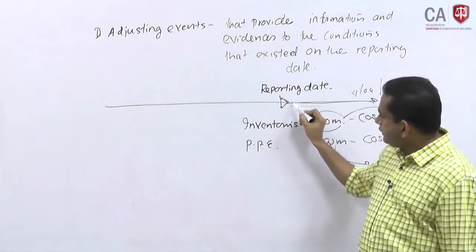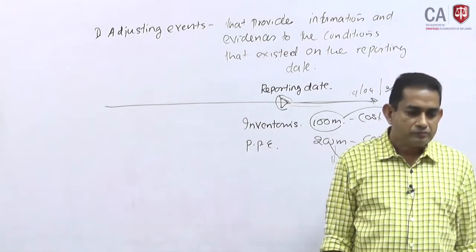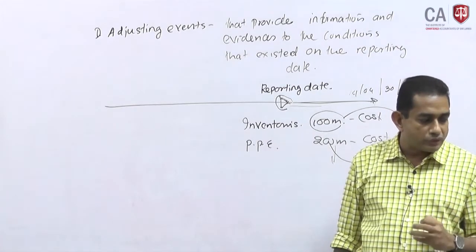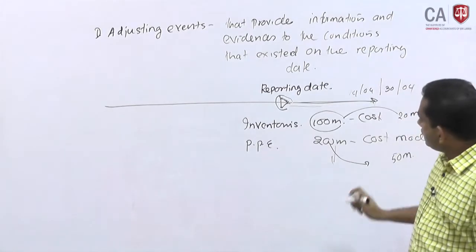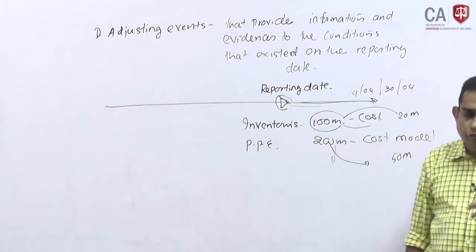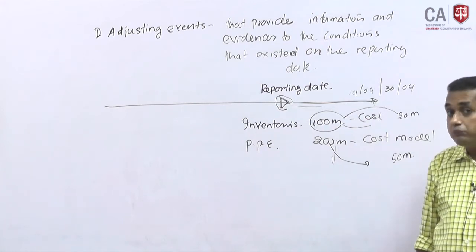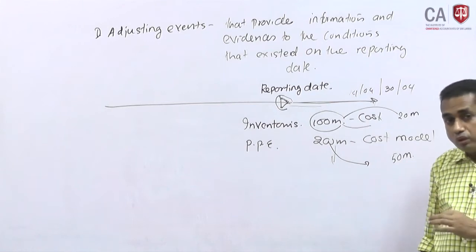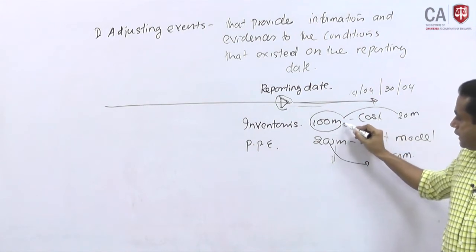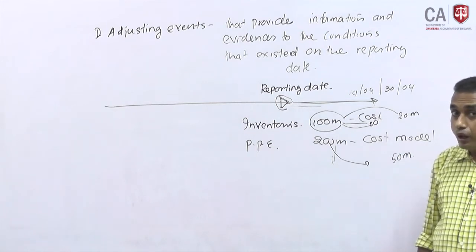So, there is a condition existing on the reporting date for inventories. What is the condition? Inventories are required to be recorded at the lower of cost and NRV. The destruction of inventories caused by fire will result in the realizable value of inventories being lower than the cost. So, as a result, this difference of 80 million should be written down from cost to NRV on the reporting date.